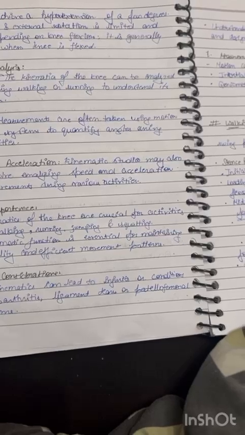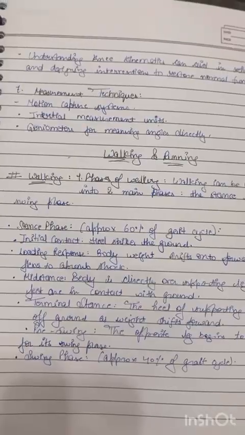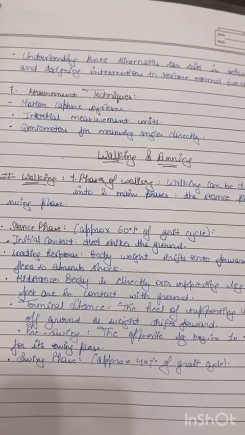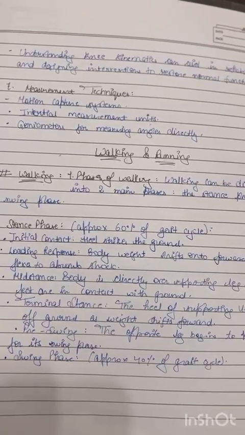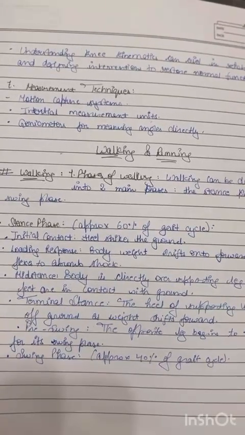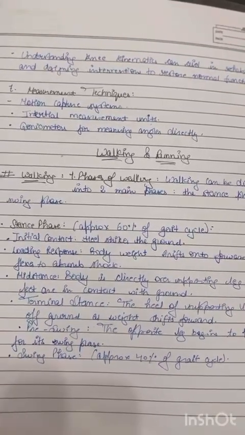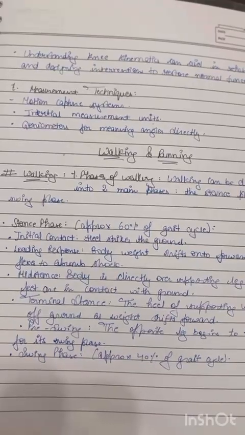Swing phase is approximately 40% of the gait cycle. Initial swing: the foot lifts off the ground and begins to move forward. Mid-swing: the leg continues to move forward with the knee flexed. Terminal swing: the knee extends, preparing for the next initial contact.